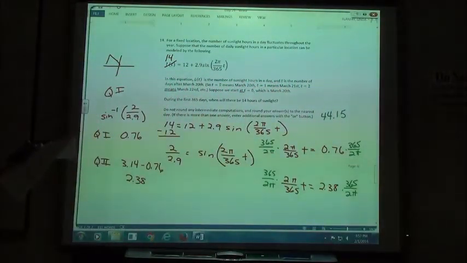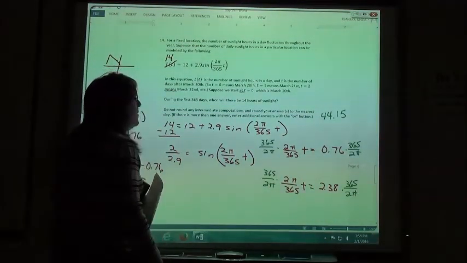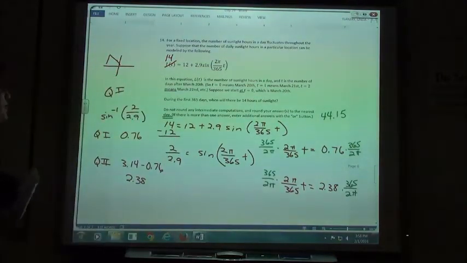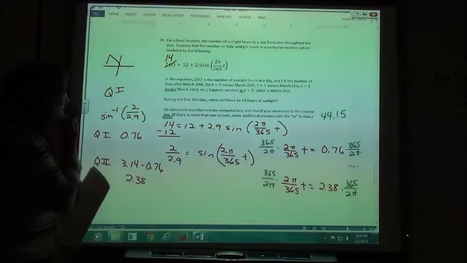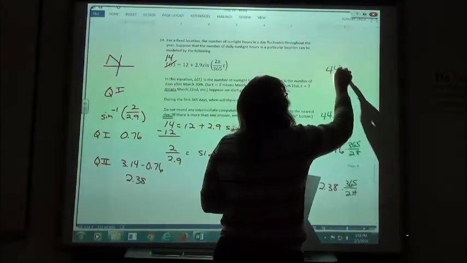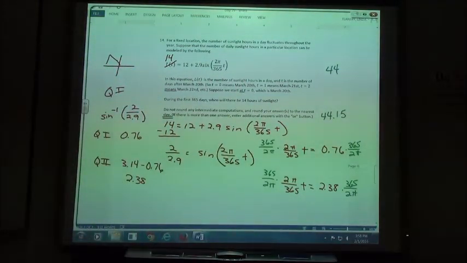Oh, I'm rounding off not to the nearest hundredth. I'm not rounding where I'm supposed to. Round to the nearest day. That's why my answer doesn't look right. Rounding off to the nearest whole number then, my first answer would be 44 days.